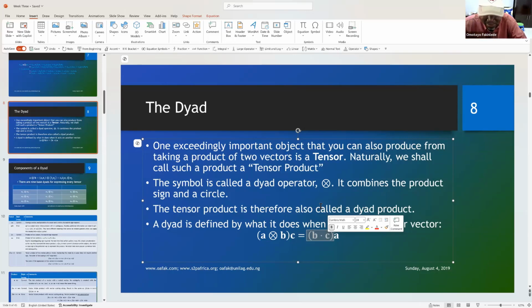So a dyad product is what you get when you multiply two vectors together and you get a tensor. Because of that, you call it a tensor product. What you get at the end of the day is a tensor. And the way it is defined is by how it behaves when it is acting upon another vector. You take the dot product of the second operand with the vector, and the answer is in the direction of the first operand. So that is the definition of a dyad. We will now see the consequences of this definition after the break.